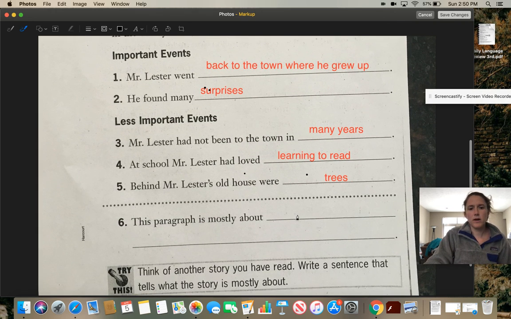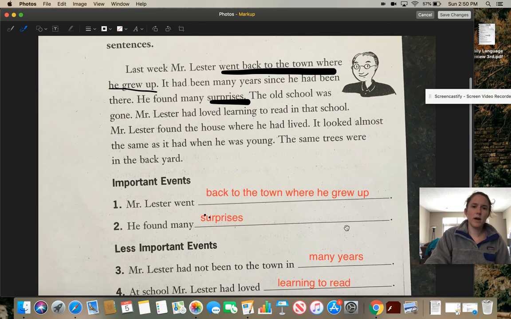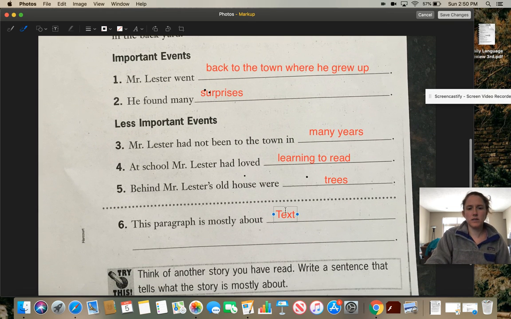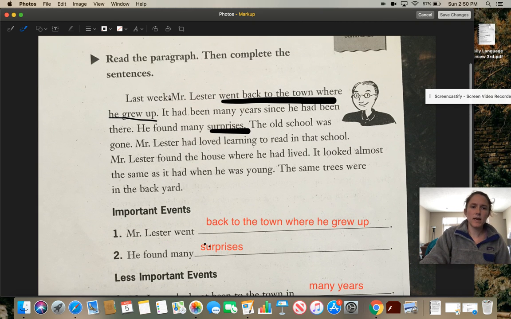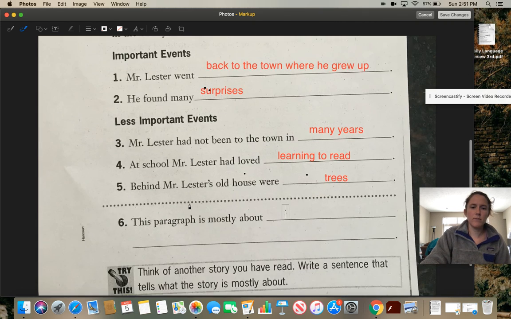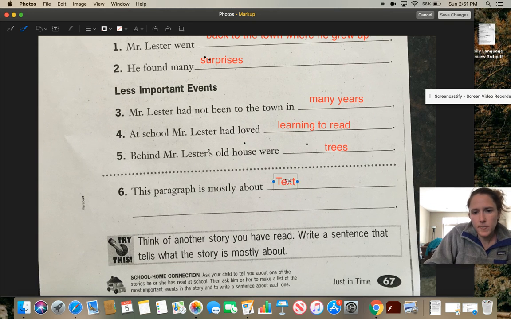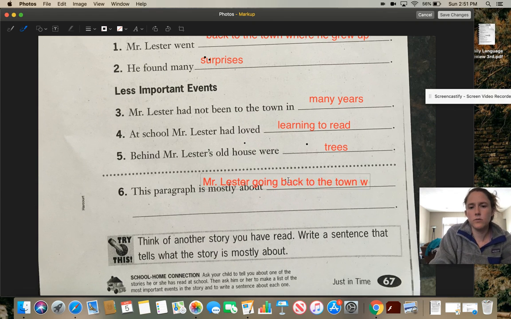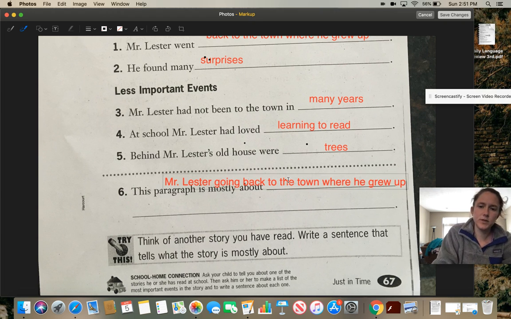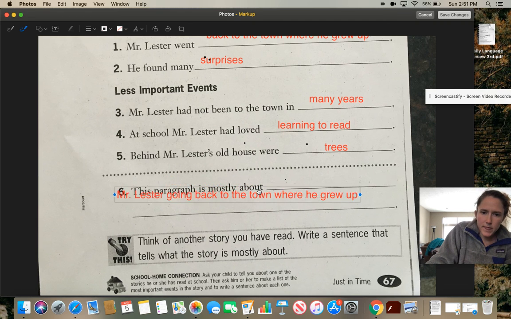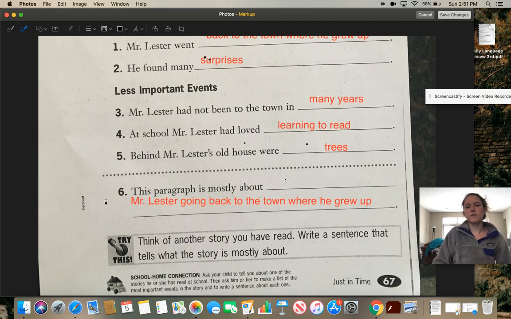Now, this paragraph was mostly about, well, like I said, boys and girls, go back to that first paragraph and look to see. The paragraph is mostly about Mr. Lester going back to the town he grew up in. So last week, Mr. Lester went back to the town where he grew up. This paragraph is mostly about Mr. Lester going back to the town where he grew up. So that is kind of the main idea or the summary of the story.